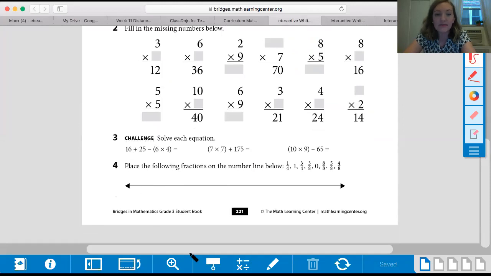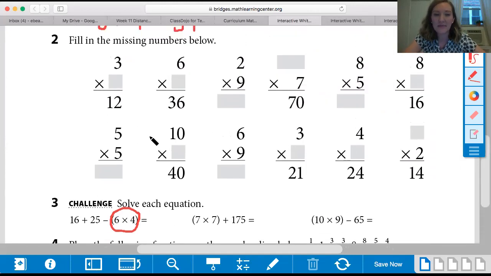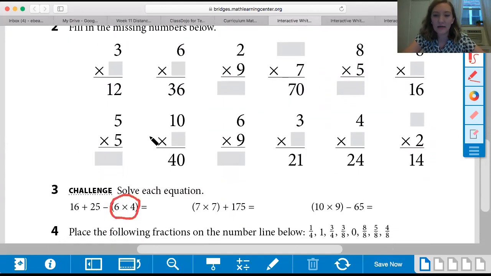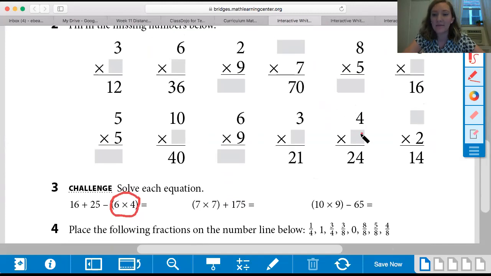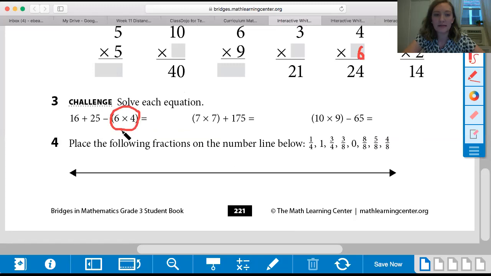When we have a really big equation like this, I'm gonna zoom in a little more. The first thing we always do are these parentheses right here. That's the first thing we always do. So first, let's just think, what is 6 times 4? Did we do it up here? I don't think we did. Oh, we did, right here. 4 times 6 equals 24. So I know that this is gonna be 24, and you can write a little note in your student book with me. That's 24. So now I have 16 plus 25.